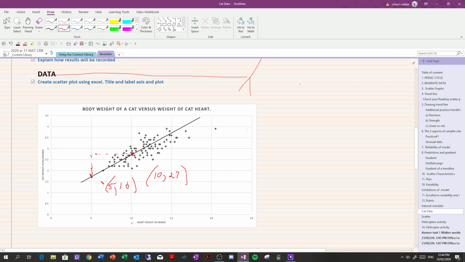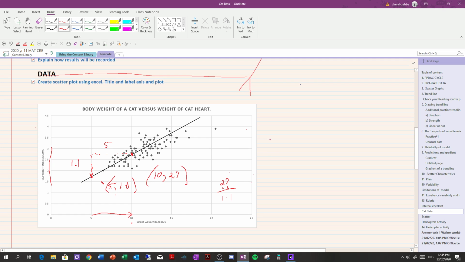Now, the rise is going along this axis here, from 1.6 to 2.7. If you subtract those values, 2.7 minus 1.6 is 1.1. So that's a difference of 1.1, a rise of 1.1. And then the run is from 5 to 10, which is a run of 5.